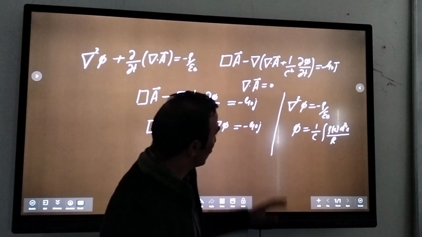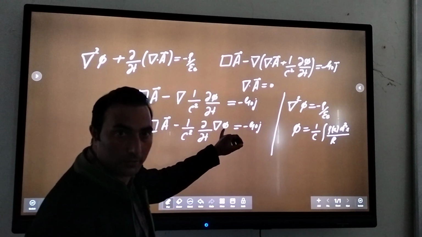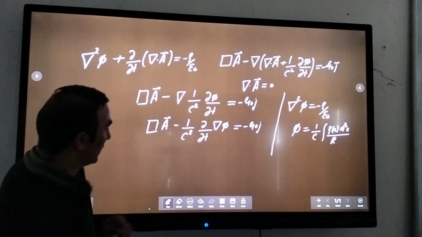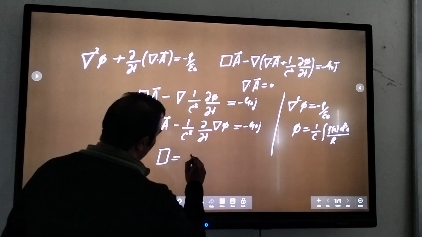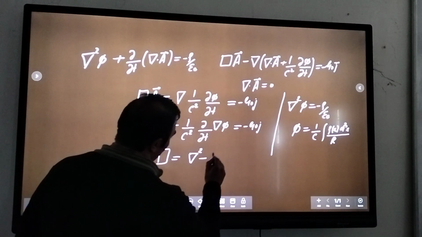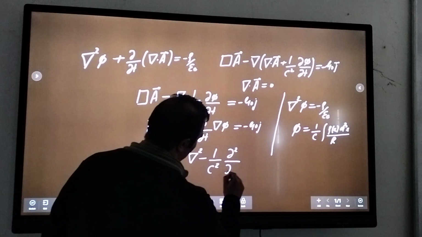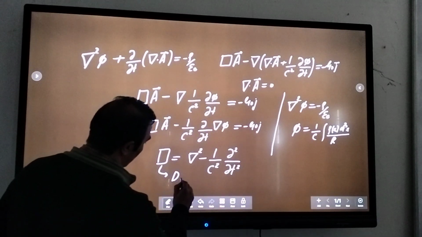So you can check. That means we know phi here, right? So you can substitute phi here, and when you substitute phi here, we can calculate A. One more point: this delta is our, so this is called a de motion.